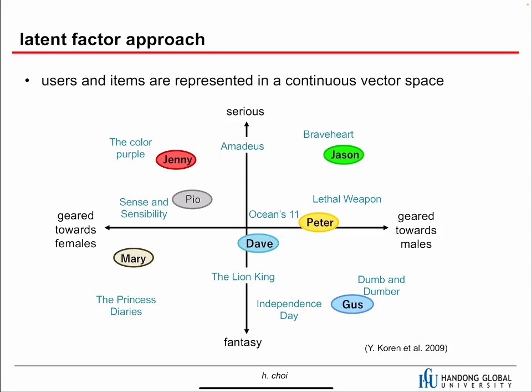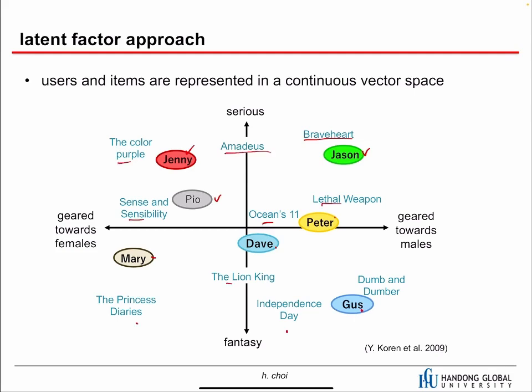Okay, now we're going to talk about latent factor approach. So far, we calculate the dissimilarity between the items or between the users directly, but we can use latent factor approach. In this approach, we can project users and items in a continuous vector space. In this slide, you can see that these users are here, and you can see these movies in the same space.